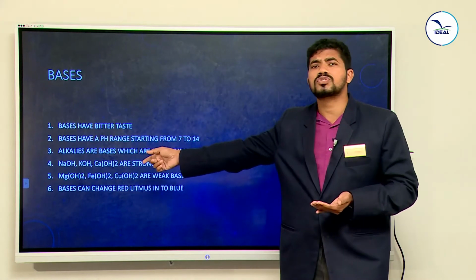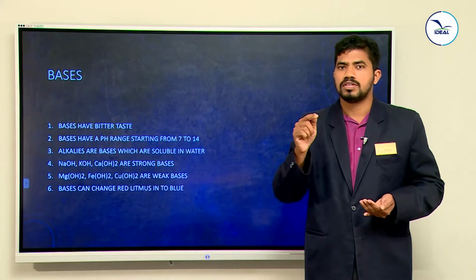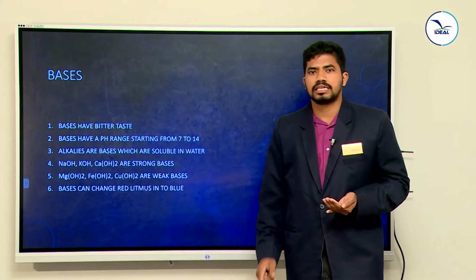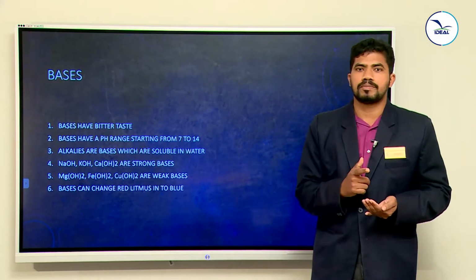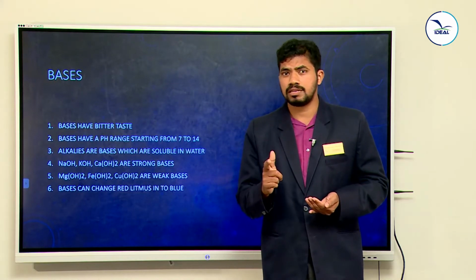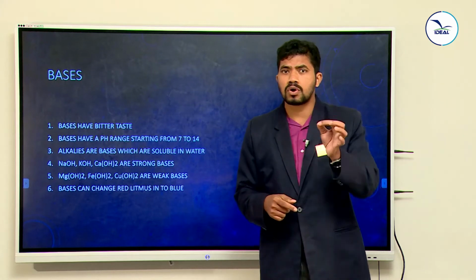Why is NaOH a strong base? Because in NaOH we have sodium. Sodium is a highly reactive metal. Like that we have KOH. In KOH we have potassium. Potassium is highly reactive. So highly reactive metal can make a number of bases which are strong alkalis.